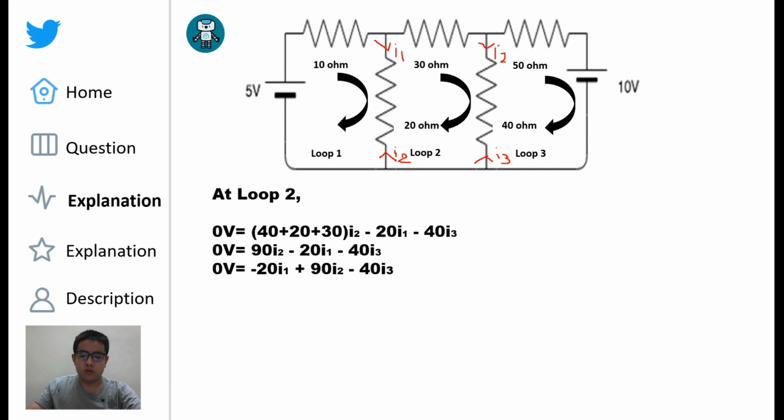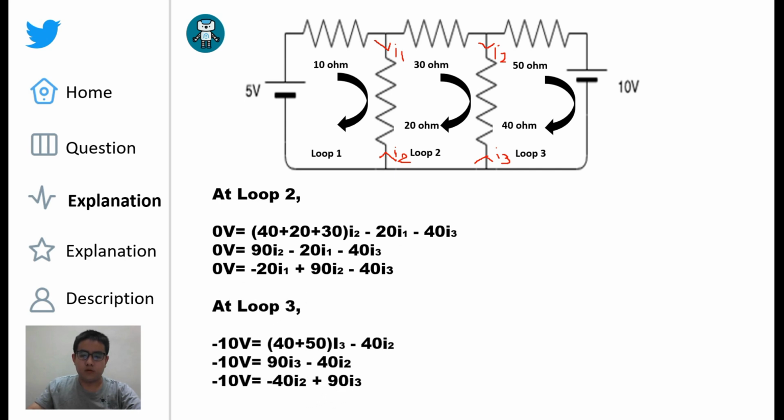Now we are going to continue with loop 2 and loop 3. For loop 2, there are three currents in it, which are I1, I2, and I3. So by applying Kirchhoff voltage law, there is no voltage supply here, so we get 0V here. Then I2 passes through three resistors, which are 20, 30, and 40 ohm, so we get this part. Then the I1 here is opposite to I2, which passes through 20 ohm resistor, so we minus it out. As well as the I3 here, which is opposite to I2, passing through the 40 ohm resistor, so we minus this out. Then we simplify it and we arrange in terms of I1, I2, and I3.